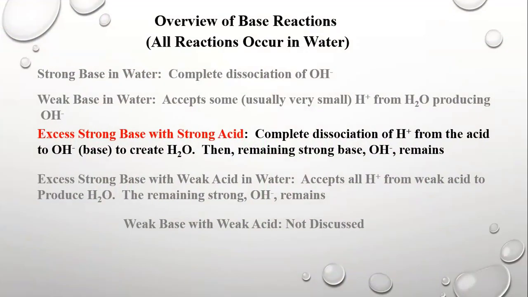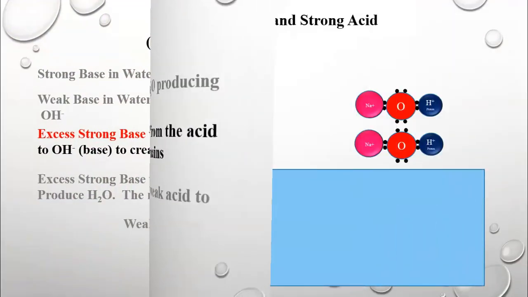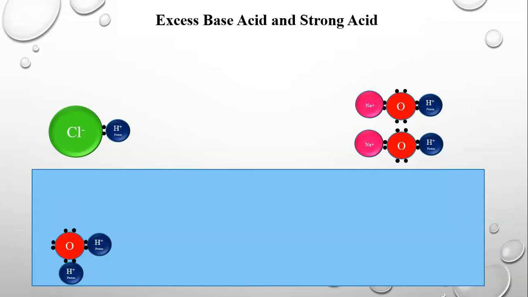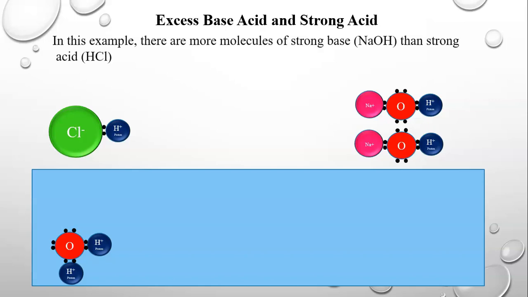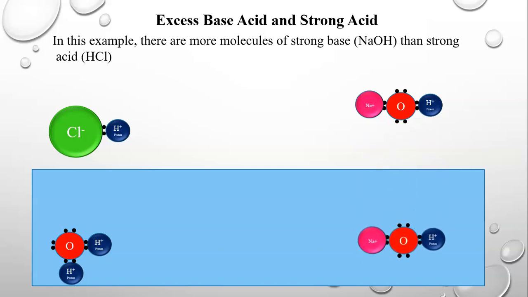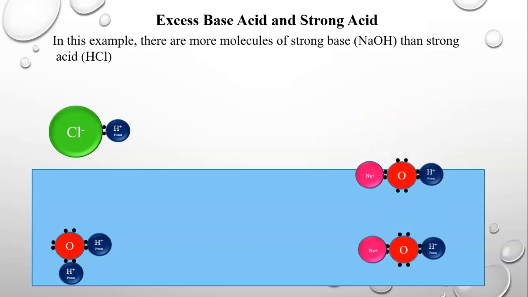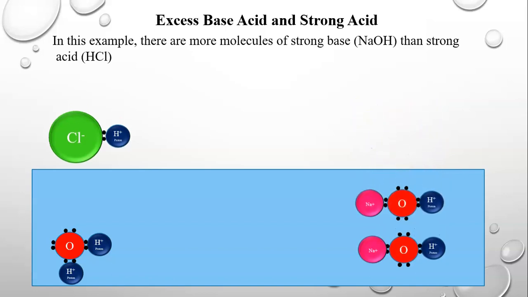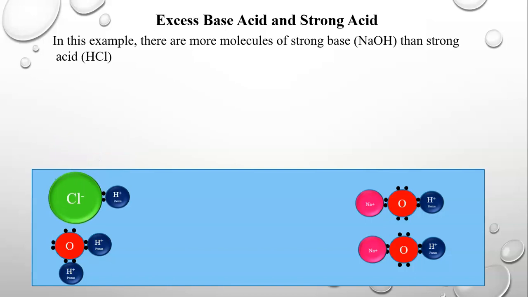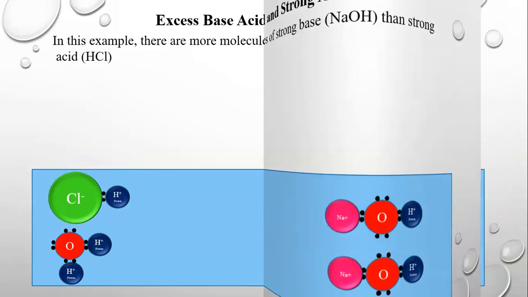Now we go on to excess strong base with strong acid. So now you have 2 sodium hydroxides over there on the right and 1 hydrochloric acid over on the left. So there's more strong base than there is strong acid. So in this example, there are more molecules of strong base NaOH than strong acid HCl. So we're going to drop those 2 in the solution. And of course, now we'll drop the hydrochloric acid in.